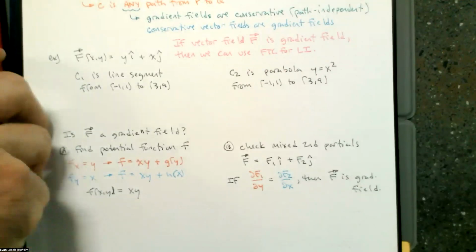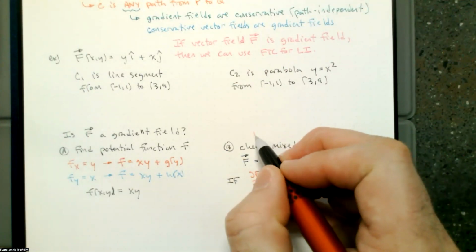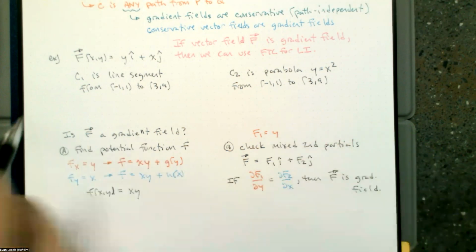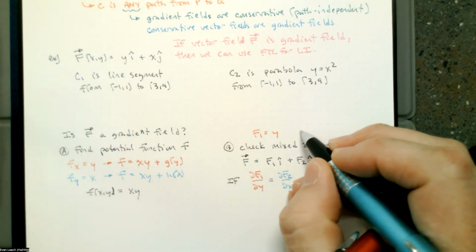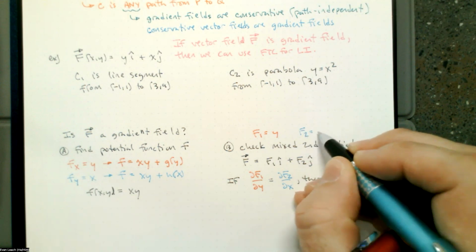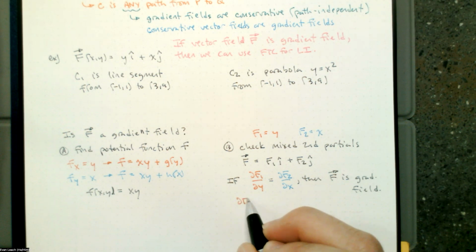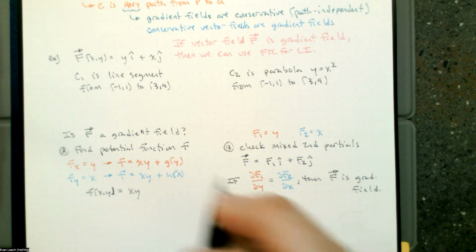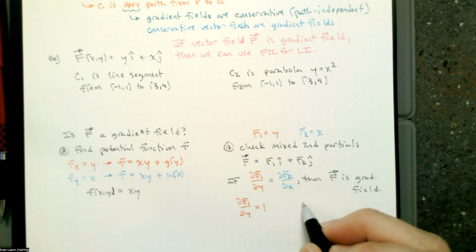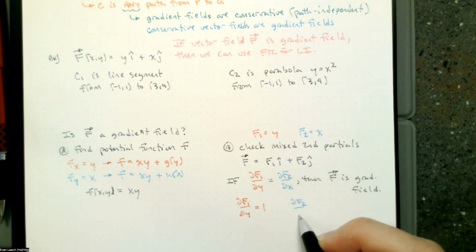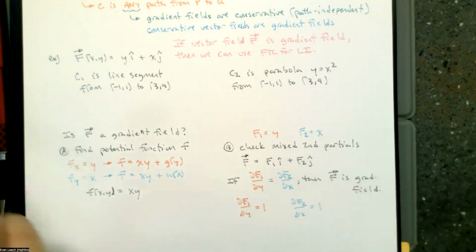In this case, f1 is equal to y, and f2, the j component, is equal to x. So the partial of f1 with respect to y is equal to 1, and the partial of f2 with respect to x is also equal to 1. Since these two are equal, the mixed second partials are equal, the vector field is a gradient field. There is some potential function sitting above all of this.